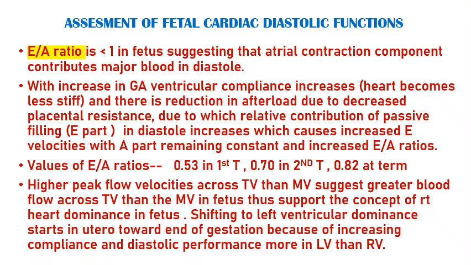Higher peak flow velocities across the tricuspid valve than the mitral valve suggest greater blood flow across the tricuspid valve than the mitral valve, thus supporting the concept of right heart dominance in the fetus. Shifting to left ventricular dominance starts in utero towards the end of gestation because of increasing compliance and diastolic performance more in the left ventricle than in the right ventricle.